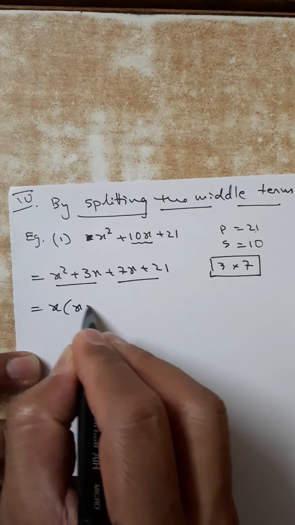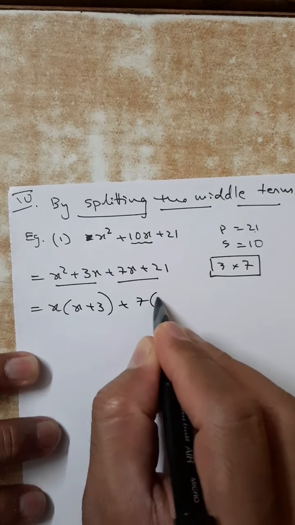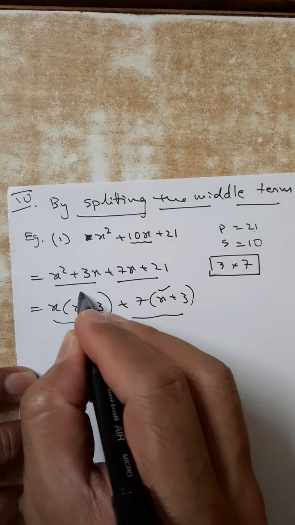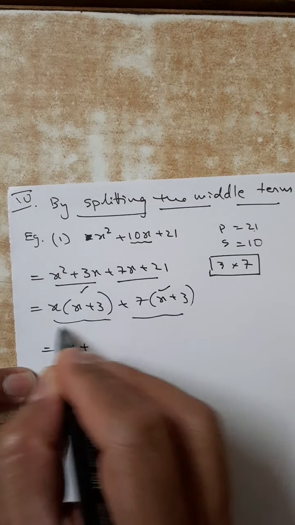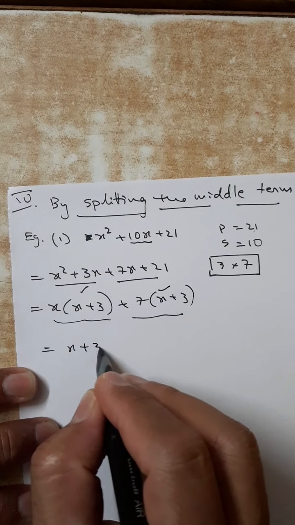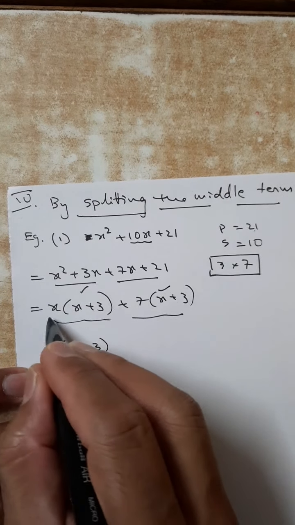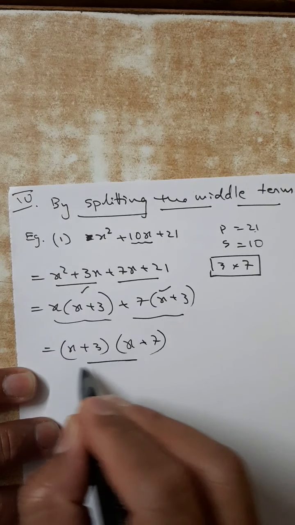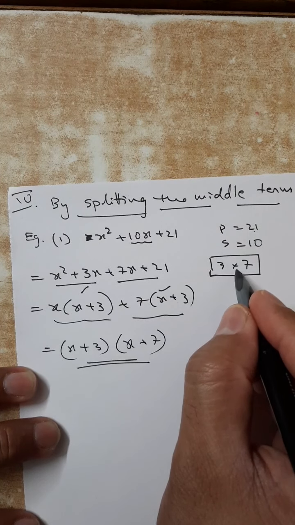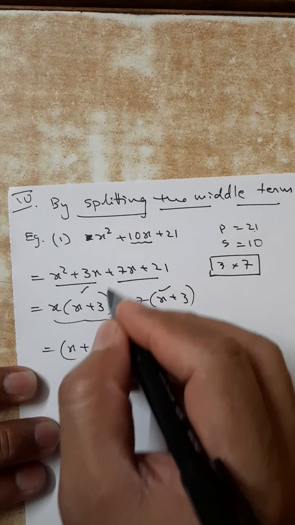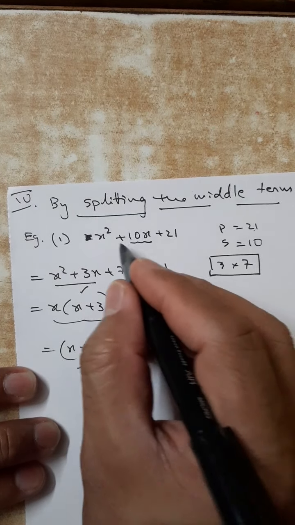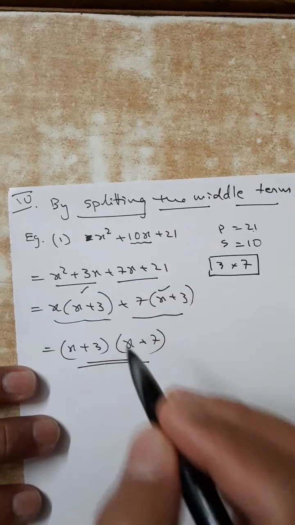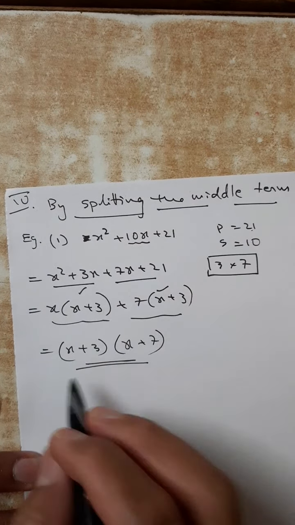x common: x into x plus 3, plus 7 common: 7 into x plus 3. Again we can see x plus 3 is common. Taking x plus 3 out from the left side, the balance is x. Taking x plus 3 common, the balance is 7. Our splitting must be correct, that is the only thing. Automatically this will come. By splitting the middle term, we changed our question into that grouping type question.